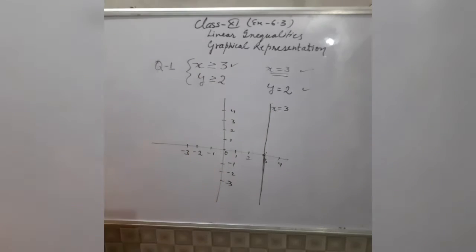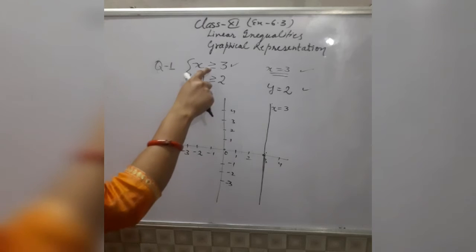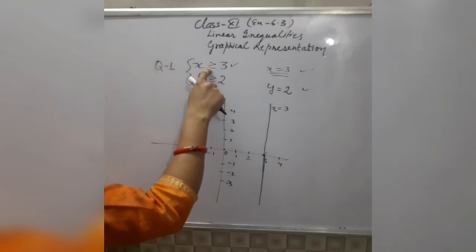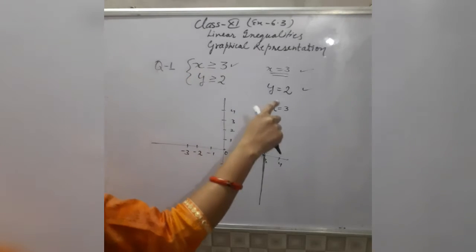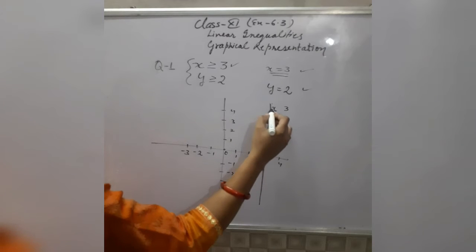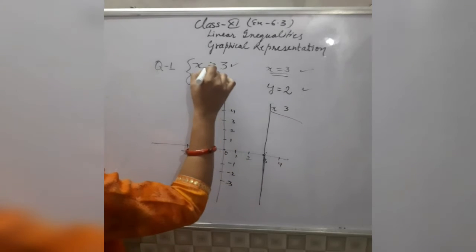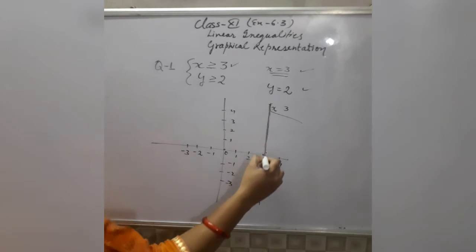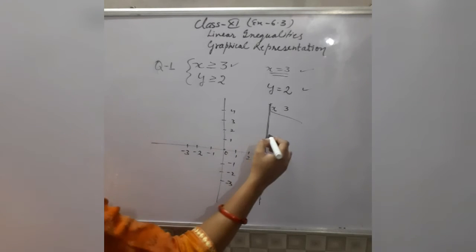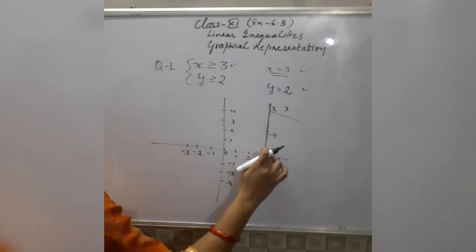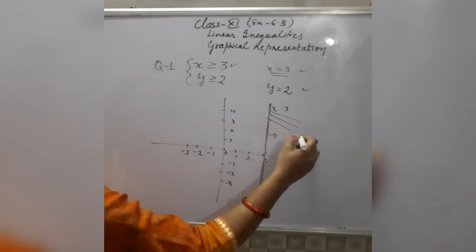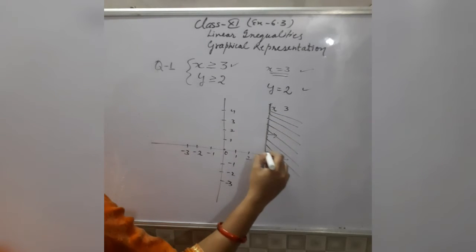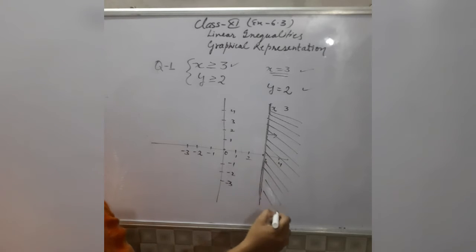But now see the inequality sign. Here x is greater than or equal to 3, which means the value of x is more than 3. So which side will you shade for this line? The equal to sign is given, that's why you will draw this line dark. You will highlight this line, and now the value of x on this side is more than 3, that's why you will shade this side of this line. This is the graph for the first inequality, x greater than or equal to 3.